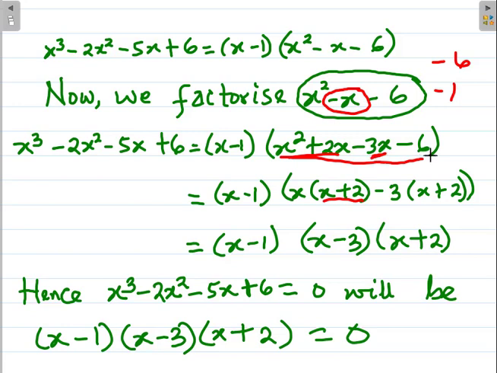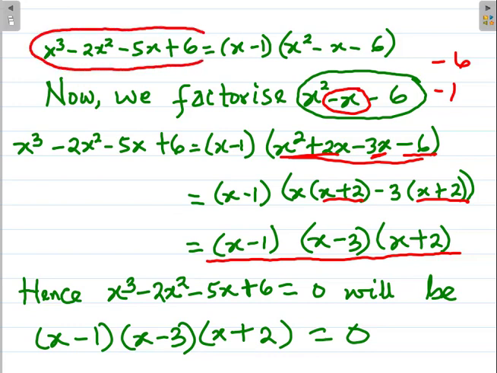Then between minus 3x and negative 6, minus 3 is the highest common factor. So we take out minus 3. What is left in the bracket is x plus 2. In that way, we are able to factorize that expression and get these three factors for that quadratic expression. For this trinomial expression, we are able to factorize this polynomial expression into these three factors here. X minus 1, remember, was given to us. We're able to get x minus 3, x plus 2.